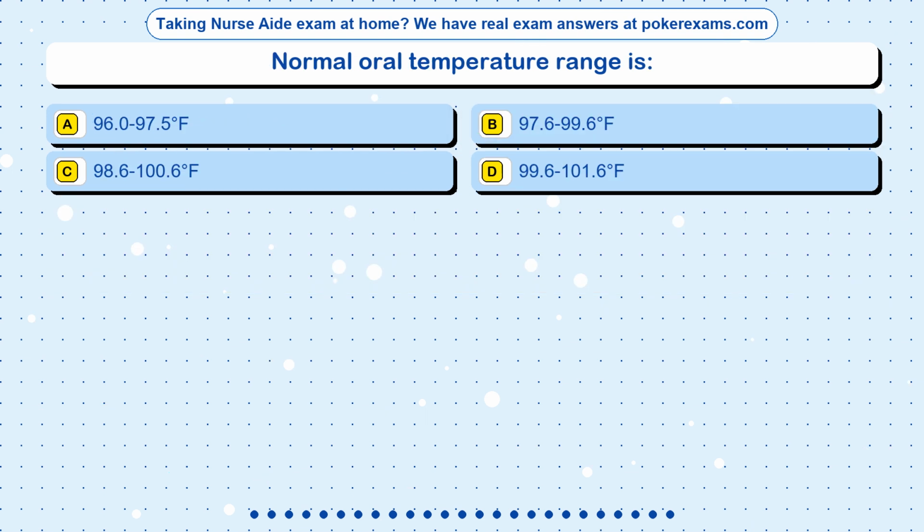Question 3. Normal oral temperature range is: Option A. 96.0 to 97.5 degrees Fahrenheit. Option B. 97.6 to 99.6 degrees Fahrenheit. Option C. 98.6 to 100.6 degrees Fahrenheit. Option D. 99.6 to 101.6 degrees Fahrenheit.